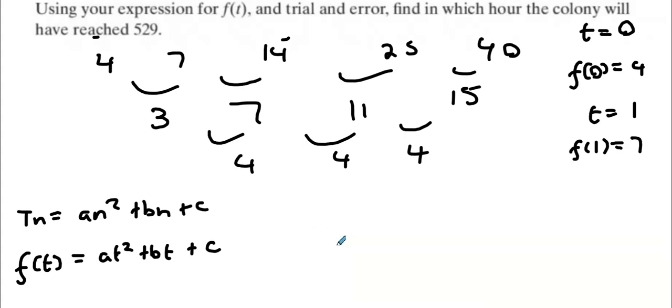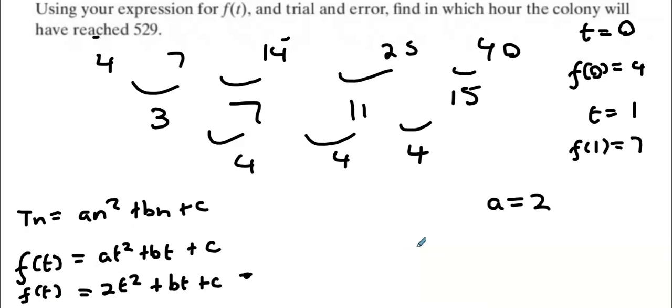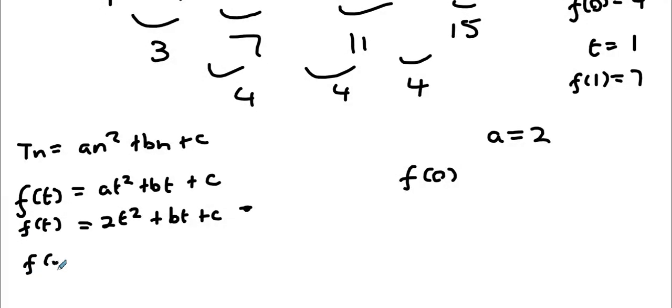Okay. Now what's the A value? Half the second difference, so the A value is going to be 2. Everybody cool with that? So it's going to be 2t squared plus bt plus c. All right. Now we're going to have to start off with what you told me. Start off with F0. Is that okay? So what do we do for F0, guys? 2 times 0 squared plus b times 0 plus c equals 4. This implies c equals 4.